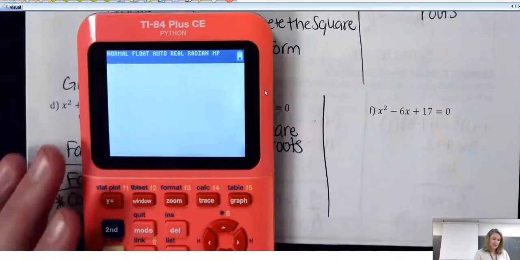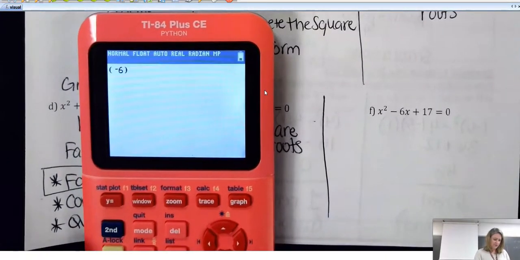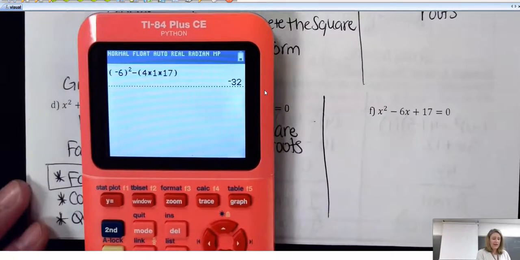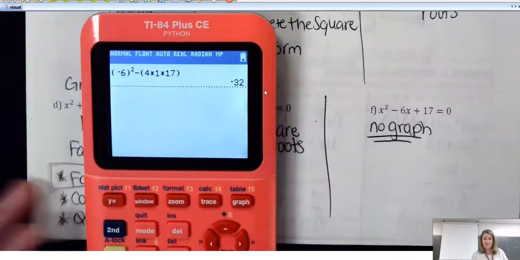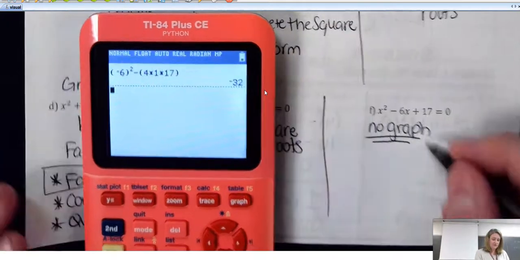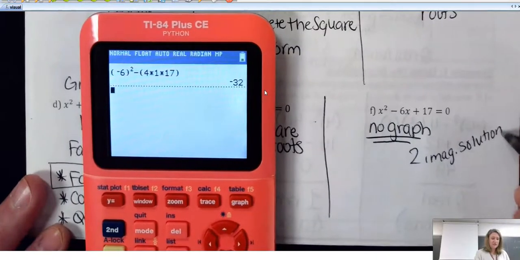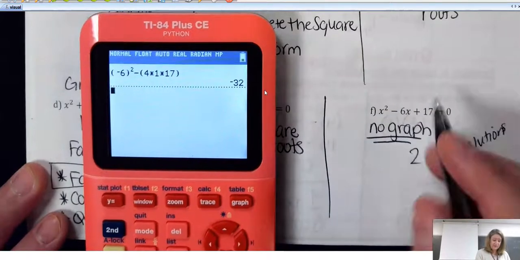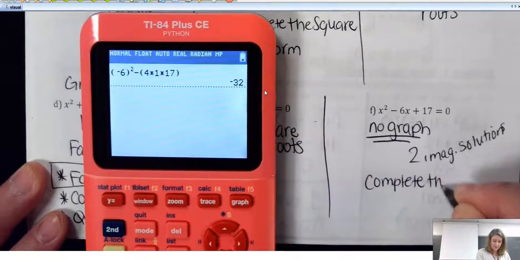I'm just going to do, excuse me, b squared would be negative 6 squared minus 4 times 1 times 17. This gives me a negative number. You could not graph this because it would not intersect the x-axis. This should have 2 imaginary solutions here, so we need to use algebra to find those. So in terms of this question, probably if it was me, since that b value is even, I would complete the square here if I was doing this question.